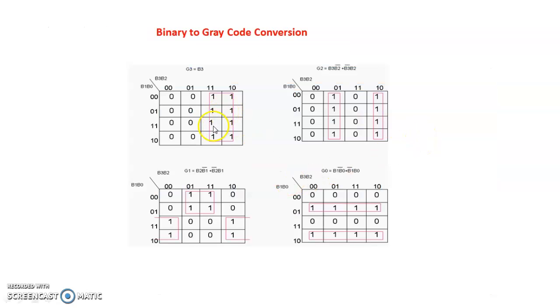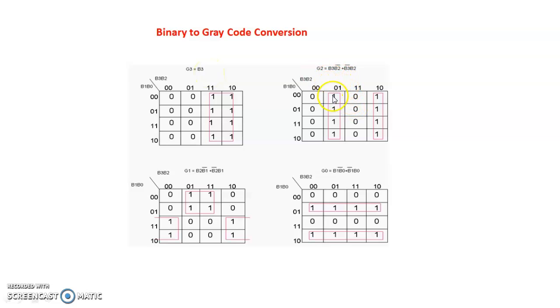And after that you have to form the grouping. Grouping means, for G3 there is a possibility of an octet. So you can make the grouping of this octet and you will get the expression here. All the redundant cells get removed and you will get the conditions here. G3 is equal to B3, because 0 and its complement get removed. So G3 is equal to B3.